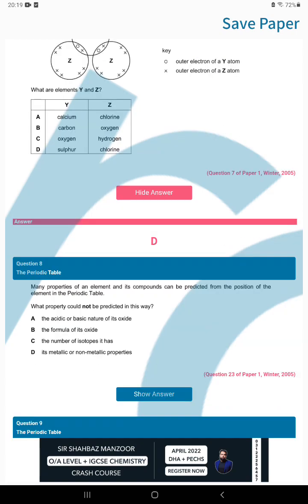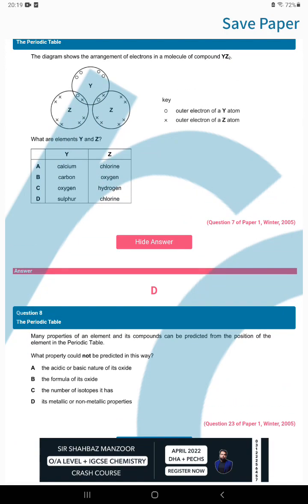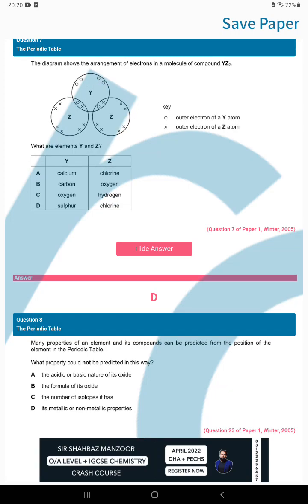Okay, it's D, sulfur and chlorine. By counting 7, 1, 2, 3, 4, 5, 6, 7, we got to know that it is chlorine. If you're in O levels or IGCSE, you will be provided with the periodic table, so it would be easy for you to do. But the other students would have to learn the number. Chlorine has 7, so Z is chlorine, and Y has 1, 2, 3, 5, so it's sulfur.